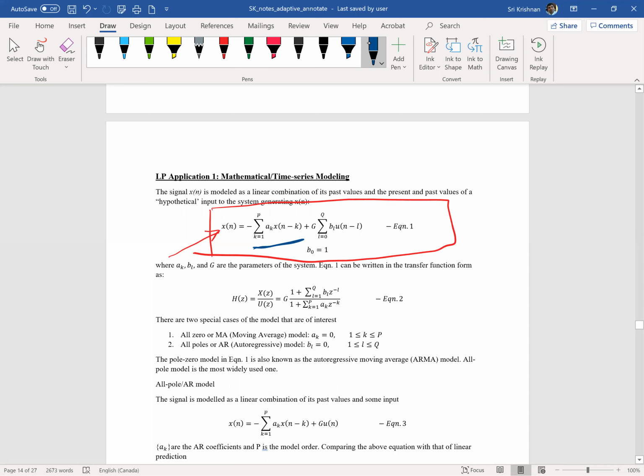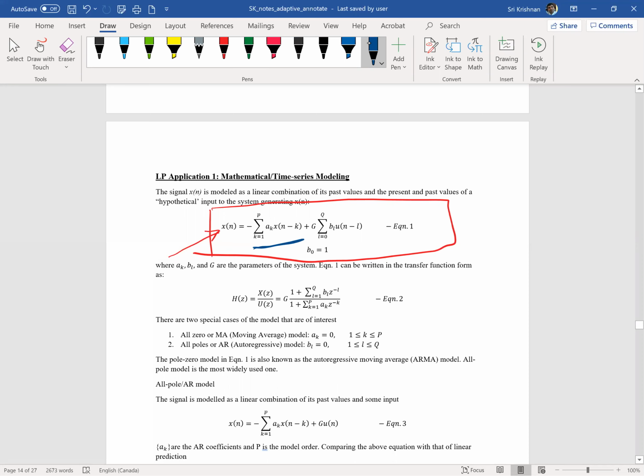Important to keep in mind, because it's past values, I'm starting the summation from k equal to 1 to p of a_k x[n minus k]. There is a reason to have the negative sign outside. We will know that later. Plus G, which is just a constant called the gain parameter, times the summation for l going from 0 to q, b_l u[n minus l]. Again similar to that, but what is u[n]?